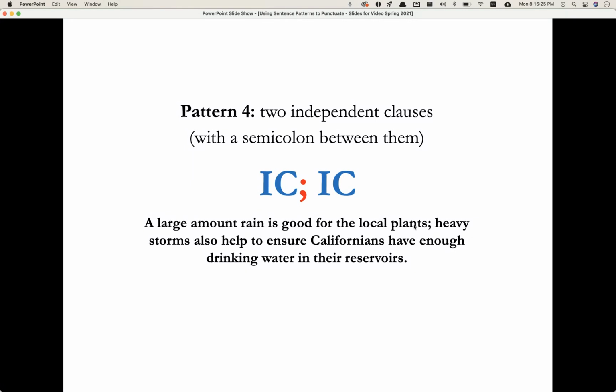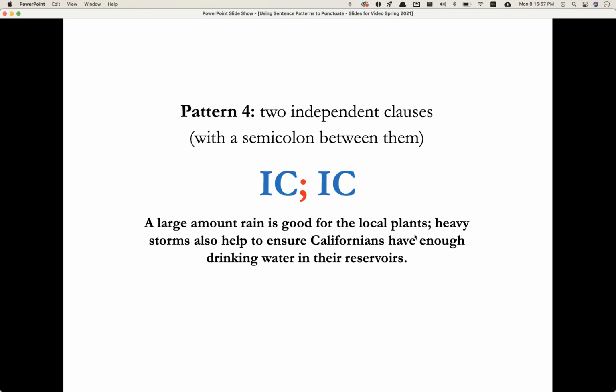A large amount of rain is good for the local plants. You could put a period there and it would be a complete sentence. Or heavy storms also help to ensure Californians have enough drinking water in their reservoirs. That is a complete sentence by itself. The fact that there's an "also" here and you wouldn't know what it is in addition to doesn't matter grammatically. It is still a complete sentence. So if you were to put a comma here instead of a semicolon, we would call that a comma splice, and it would be incorrect in English.